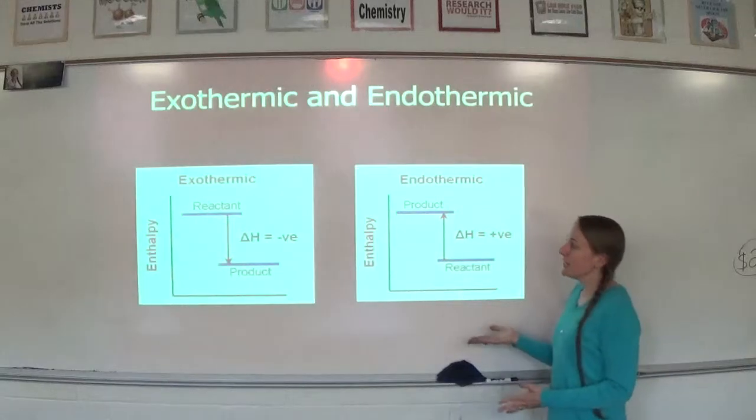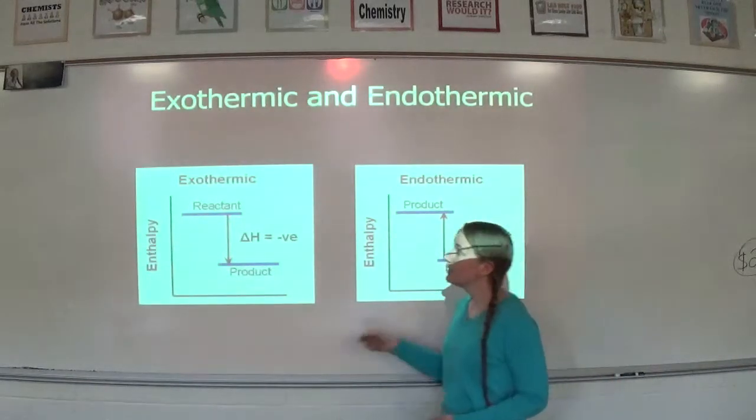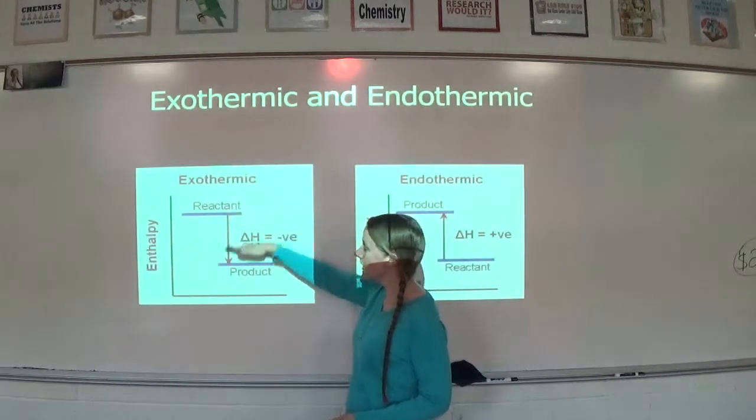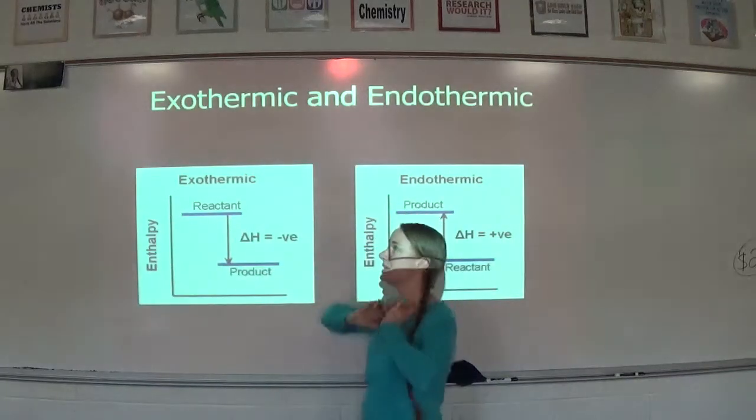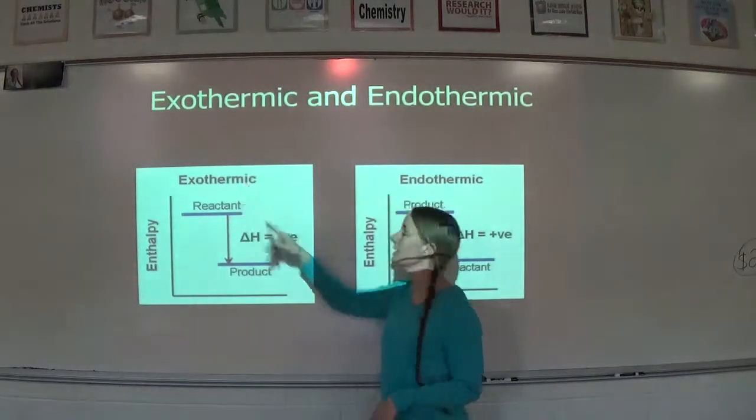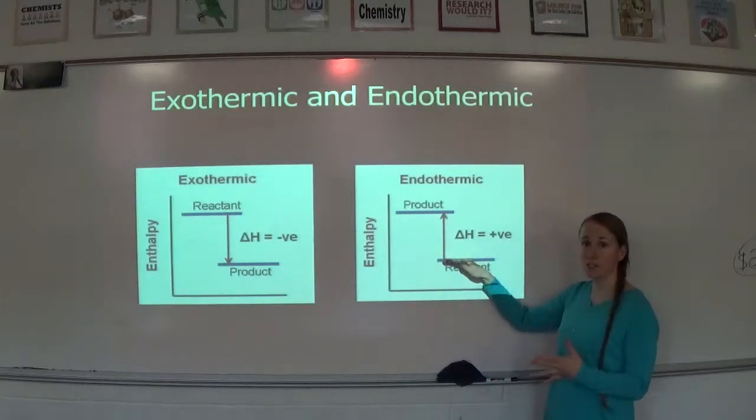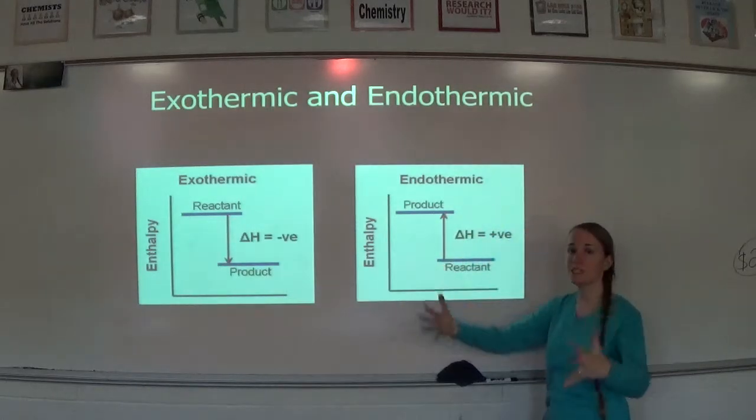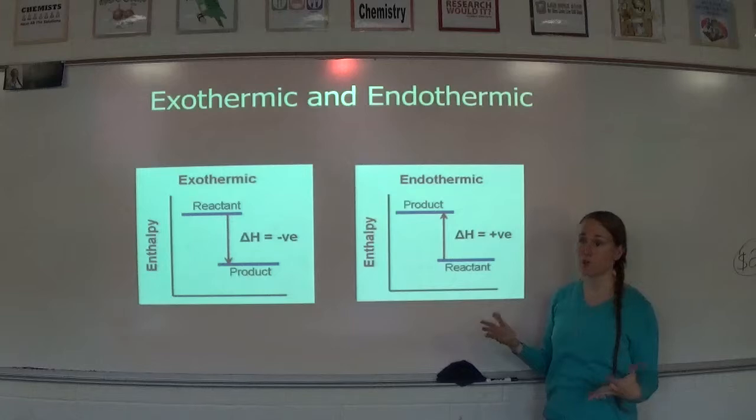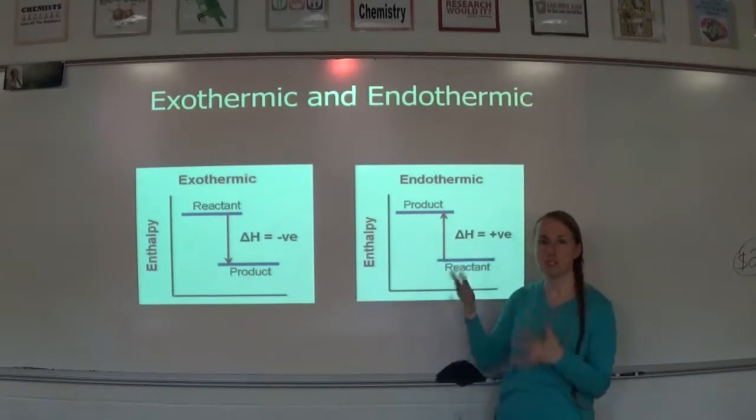So if we were looking at the energy related to it, if our reactants are high energy and our products are low energy, that means it released energy, so it is exothermic. If our reactants are at low energy but our products are at high energy, that means it absorbed energy, and so it's endothermic. And we'll learn how to do these calculations throughout this chapter.